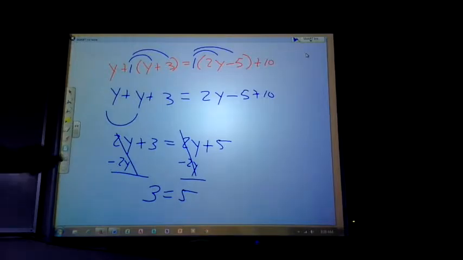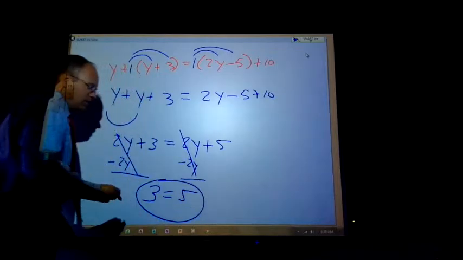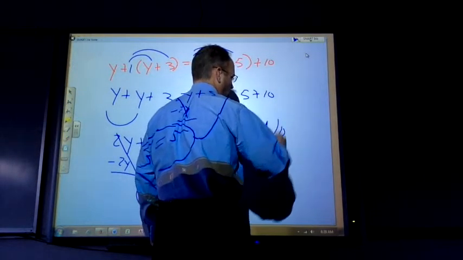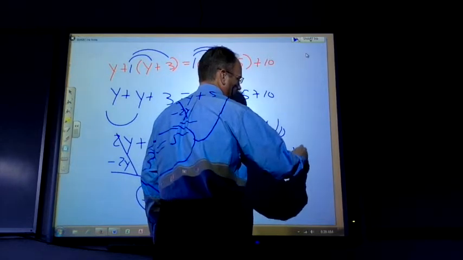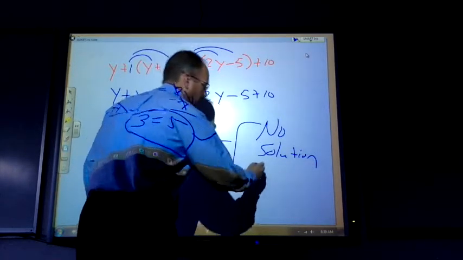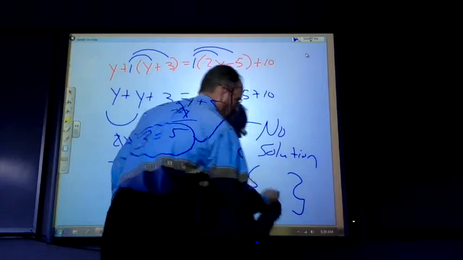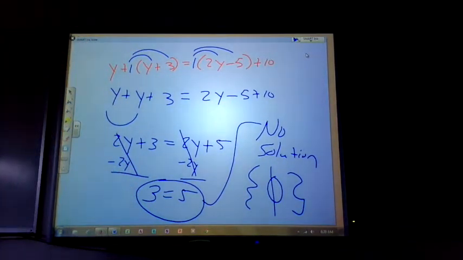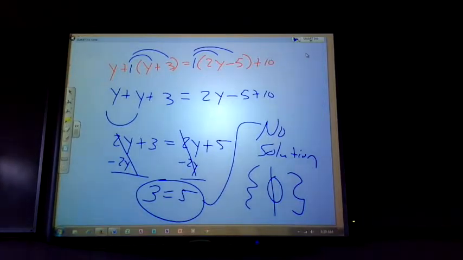So, if the letters all fall out and you get some sort of nonsense that you know is not true, this is called no solution. Other people might know it as a fancy bracket with a 0 with a line through it, meaning empty set. I think no solution makes more sense. But your choice, how you want to do that. We cool? We good? We happy?